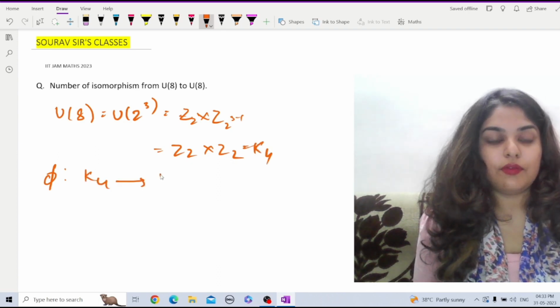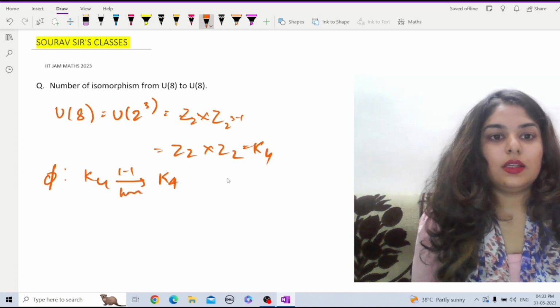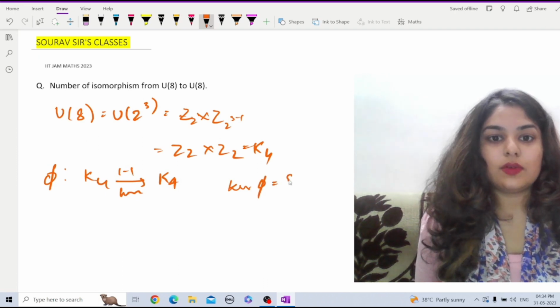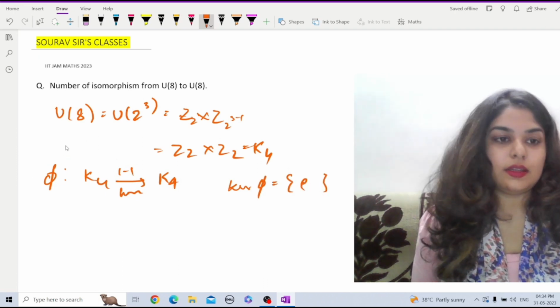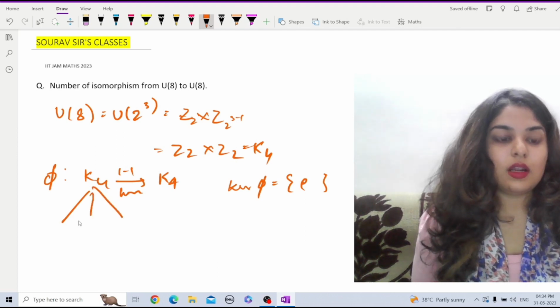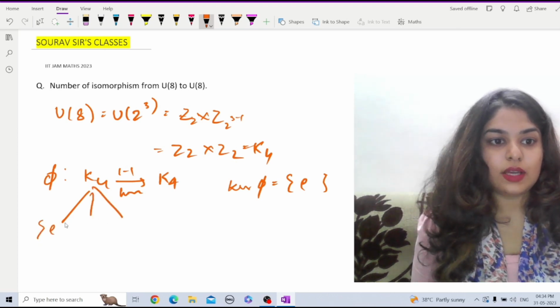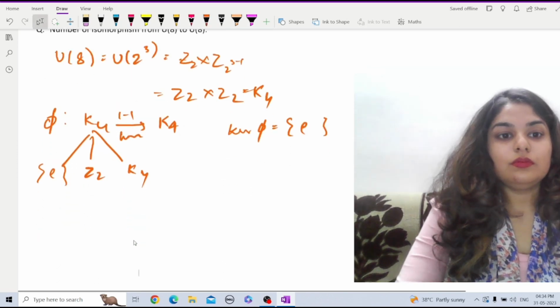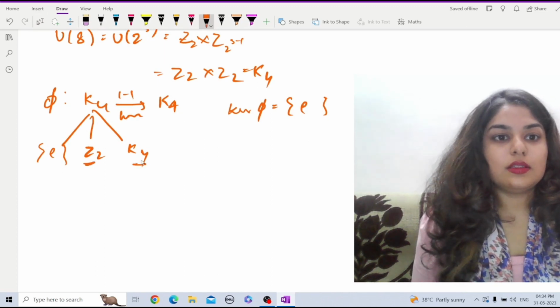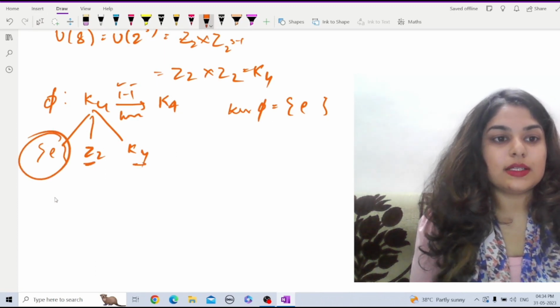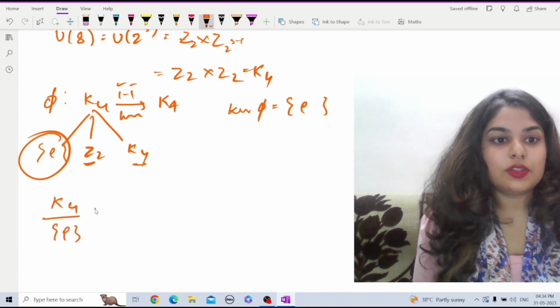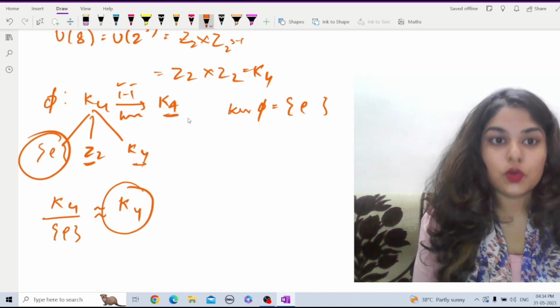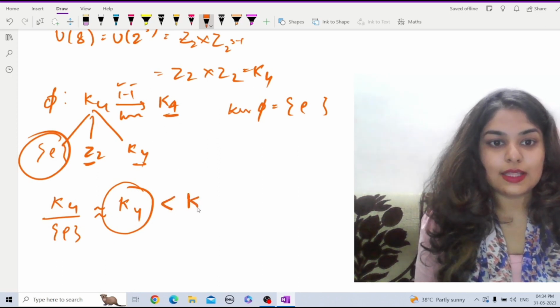So K4 to K4, that is 1 to 1 for homomorphism, right? Now the kernel of phi is equal to only the identity. For 1 to 1 we have only the identity. Now for this K4, how many subgroups are possible? We can have identity, Z2 and K4 itself, right? Now here we are not going to consider the others because we need 1 to 1, so only the identity will be considered, that is K4 by this, which is equivalent to K4. Now this falls in this, that is a subgroup of this, so this is less than this, right?